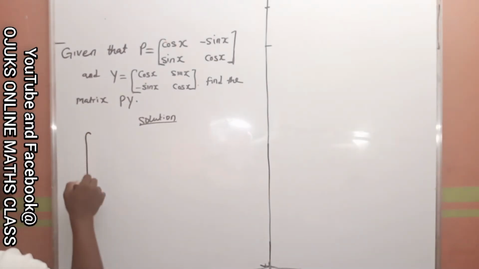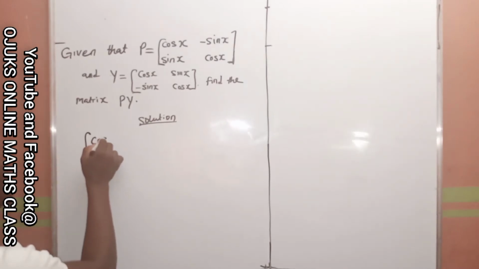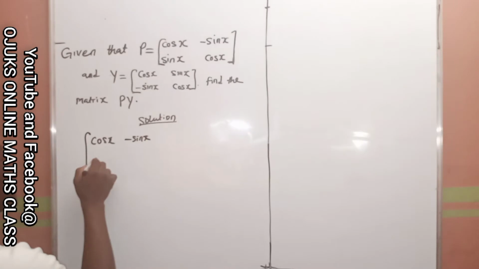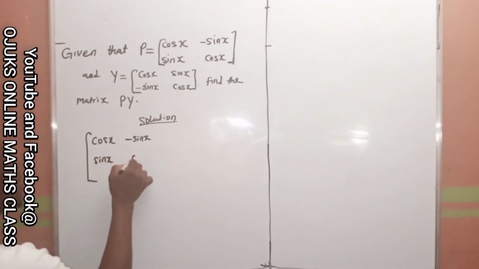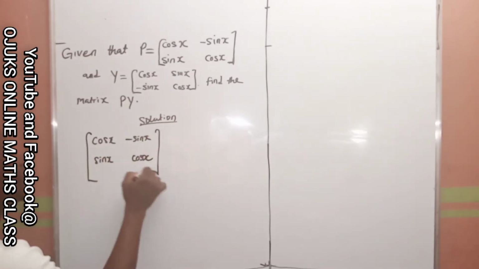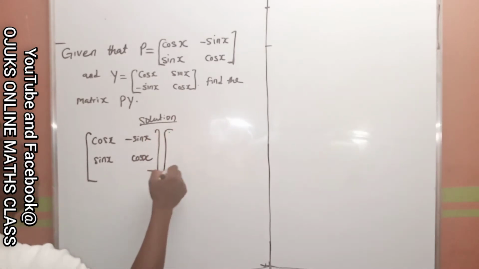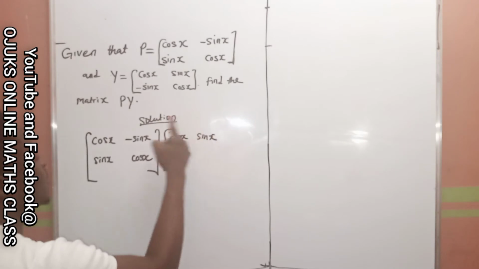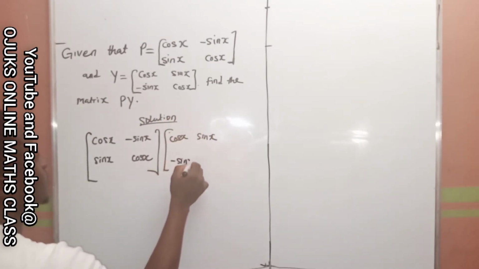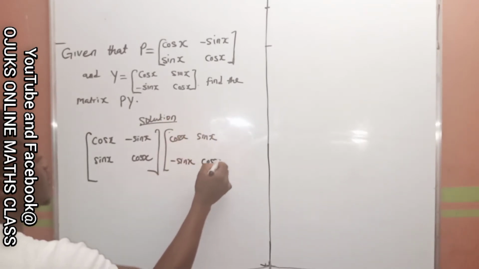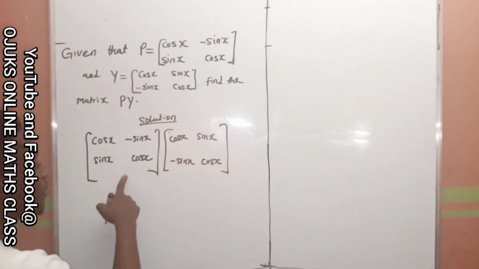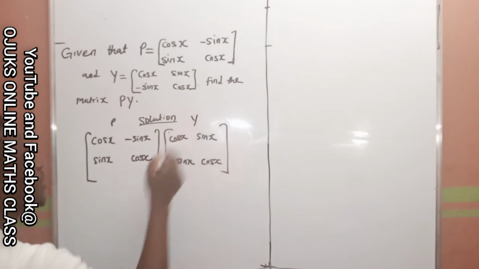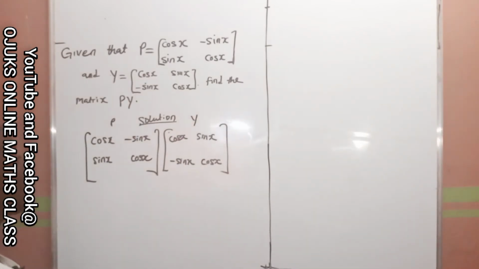We have matrix P having the elements cos x, minus sin x, sin x, and cos x. Then the second matrix, matrix Y, will have cos x, sin x, minus sin x, and cos x. These are the two matrices in question. Let's call this one matrix P. This is matrix Y. How do you multiply this?